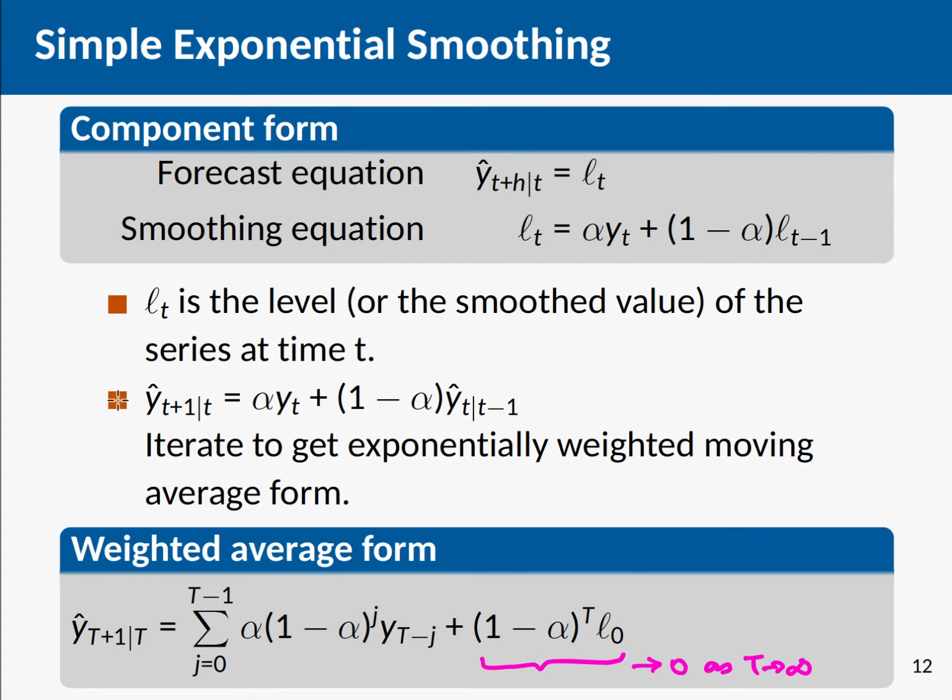If you iterate on this to get a moving average form, you would actually end up with an equation where the forecast at time period 1 is going to be equal to a weighted average between past values of yt and the initial level of the time series, which is L0, which is to say, what is the level of the time series at time 0. And as the time series gets bigger and bigger, or as t tends to infinity, then this last term tends to 0.